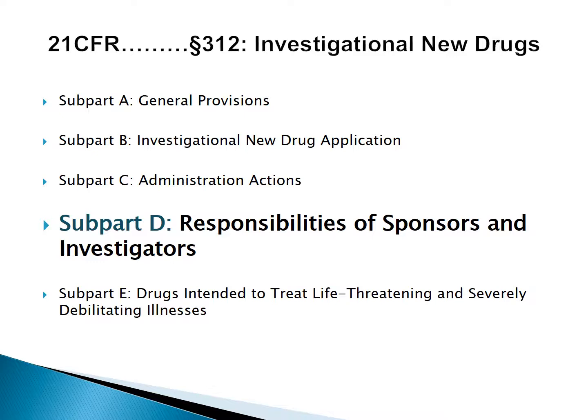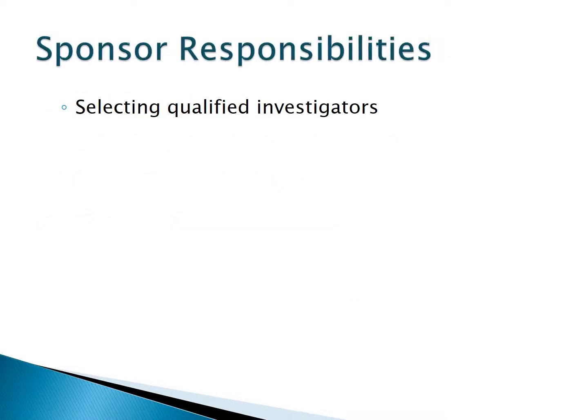Subpart D is responsibility of sponsors and investigators. This is where you're going to spend a lot of time. This is important for you as the research coordinator. I think Subpart D has the most meat in it. So what are some of the sponsor responsibilities?